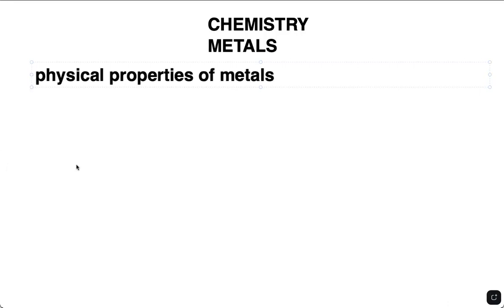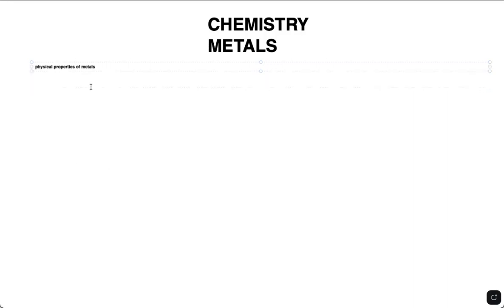Physical properties of metals. There are some properties that are common for all metals. There are also other properties that are only for specific metals. So I'll give you all the properties, but I have to indicate whether these properties are common for all metals or these properties are specifically for certain metals.